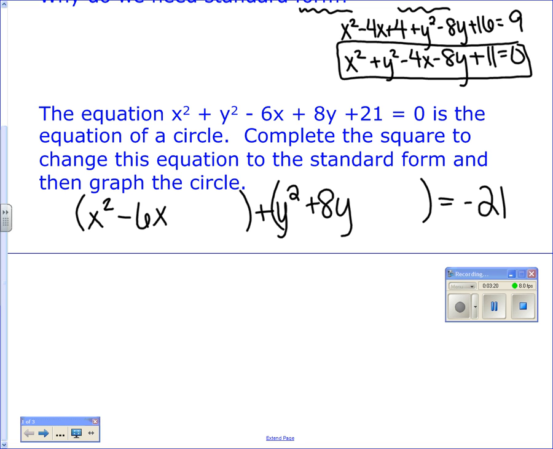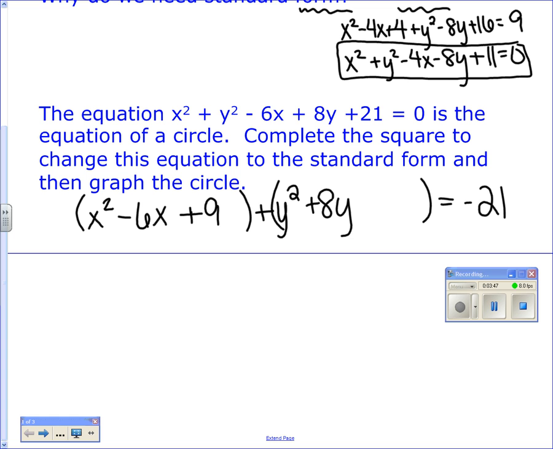So what you want to start by doing, put your x's in one set of parentheses, your y's in another set of parentheses, and set it equal to the number that they give you. It was 21, so when you move it to the right, it's now negative 21. Does that make sense? So now we're going to complete the square for the x part. What number would go here? Half of negative 6, and then square that.